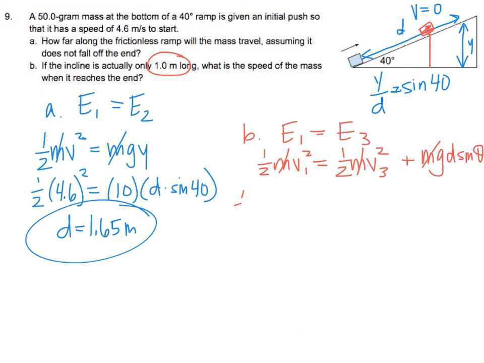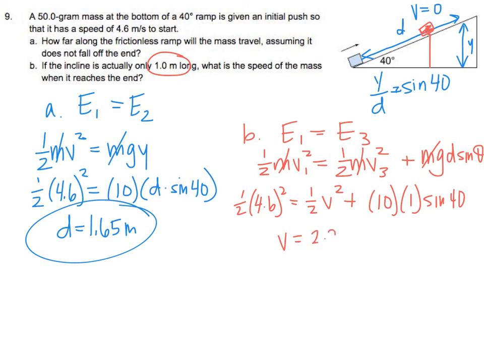And so we have 1/2 times our 4.6 squared, that initial speed coming from the push. And then I don't know the speed of the mass. I'm just going to lose my subscript here since I've kept everything organized at this point. And then 10 for g, 1 for my value of d. I'm not going to do that in my head, I'm going to make sure I mark it down so everybody understands what I'm doing. And then the sine of 40. And so as I go through my algebra and so forth, this should come out to be about 2.9 meters per second.